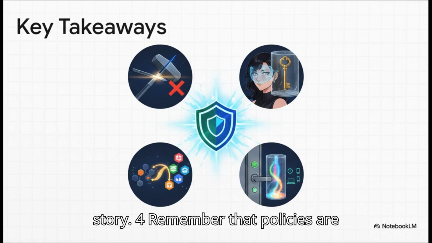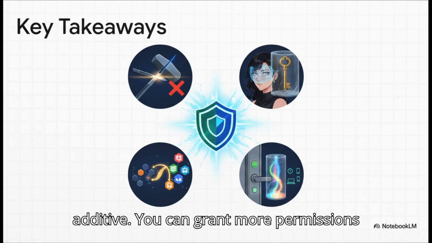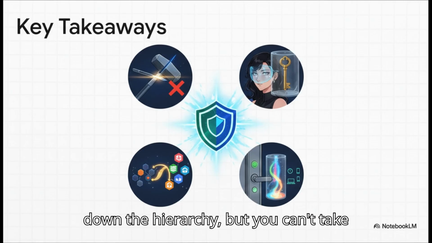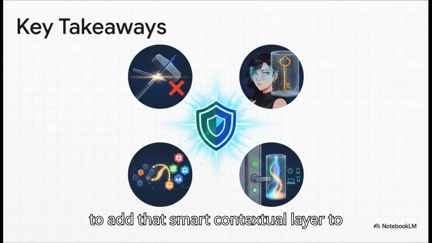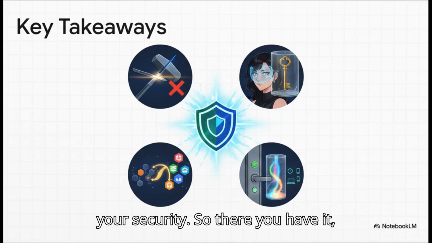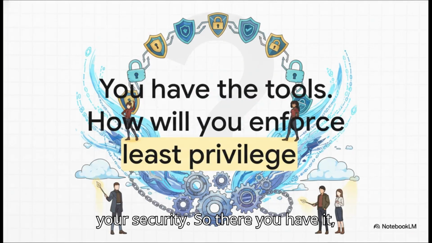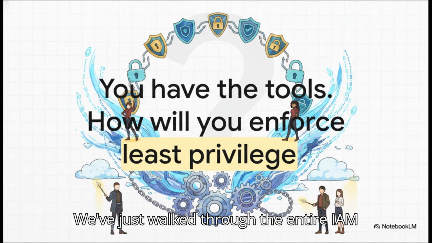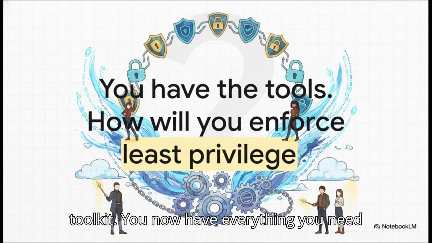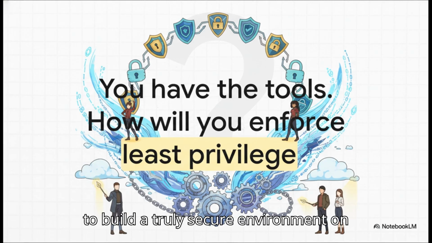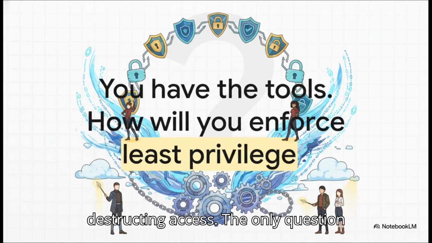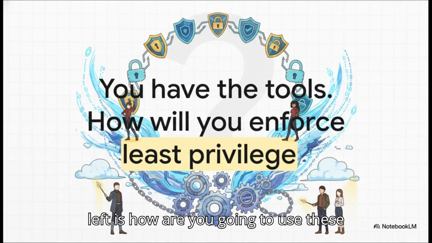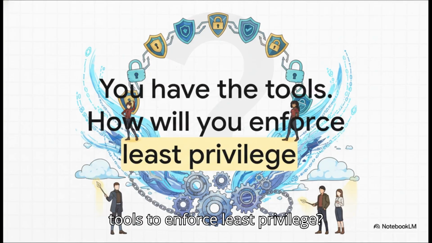End of story. 4, remember that policies are additive. You can grant more permissions down the hierarchy, but you can't take them away. And finally, number 5, use conditions to add that smart, contextual layer to your security. So there you have it. We've just walked through the entire IAM toolkit. You now have everything you need to build a truly secure environment on Google Cloud, from surgical roles to self-destructing access. The only question left is, how are you going to use these tools to enforce least privilege?